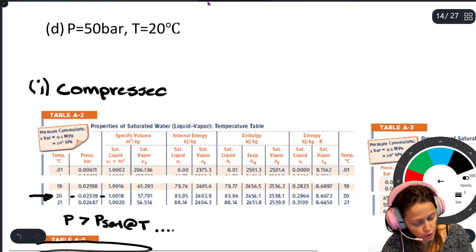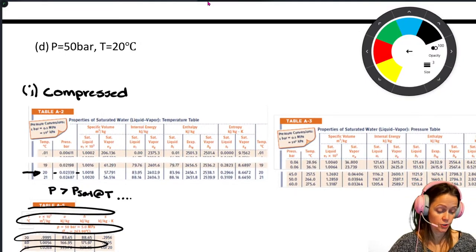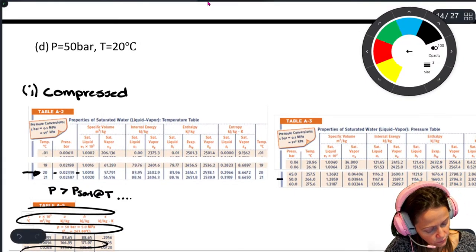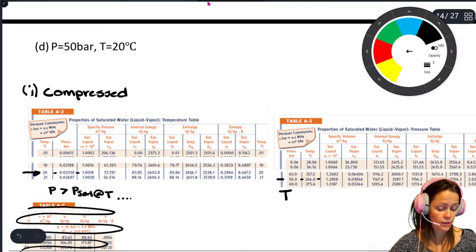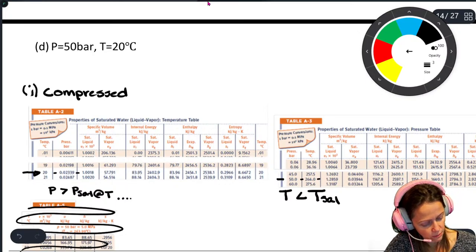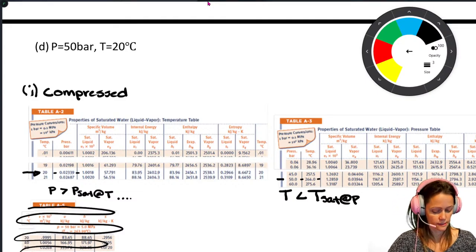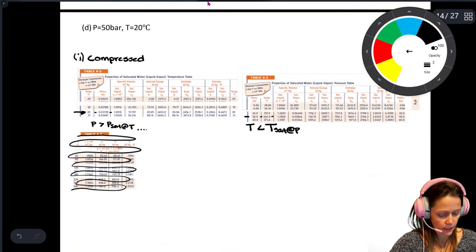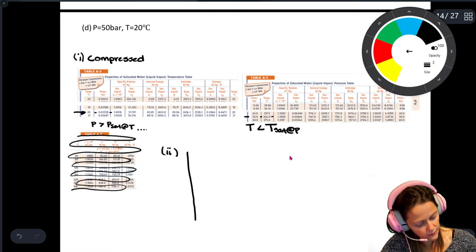And I could also show that from the information in table A3, the saturated tables that are organized by pressure. If I go to 50 bar, I can see that the saturation temperature is 264 degrees Celsius. Well, that's greater than our 20 degrees Celsius. So our temperature is less than the saturation temperature at 50 bar. So by both metrics, it's compressed. All right, and we need to draw it on a PV diagram and a TV diagram, and then we can move on to problem number 12.